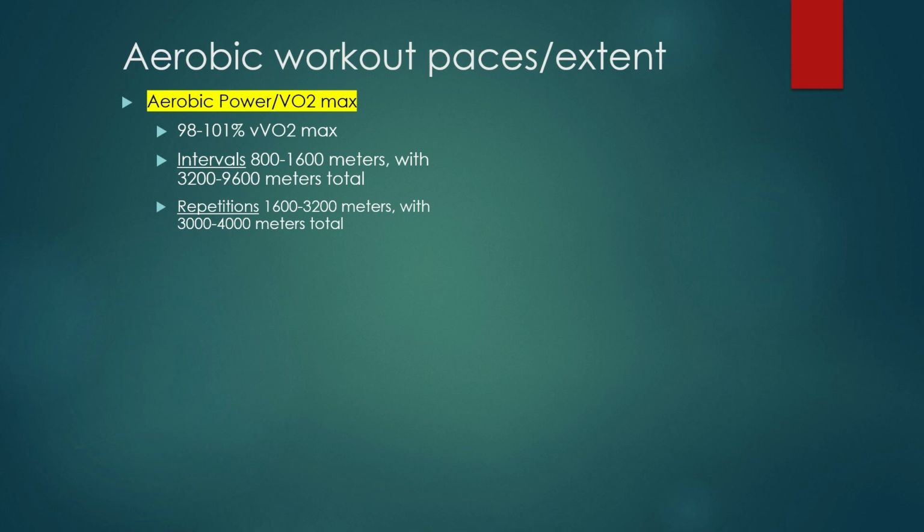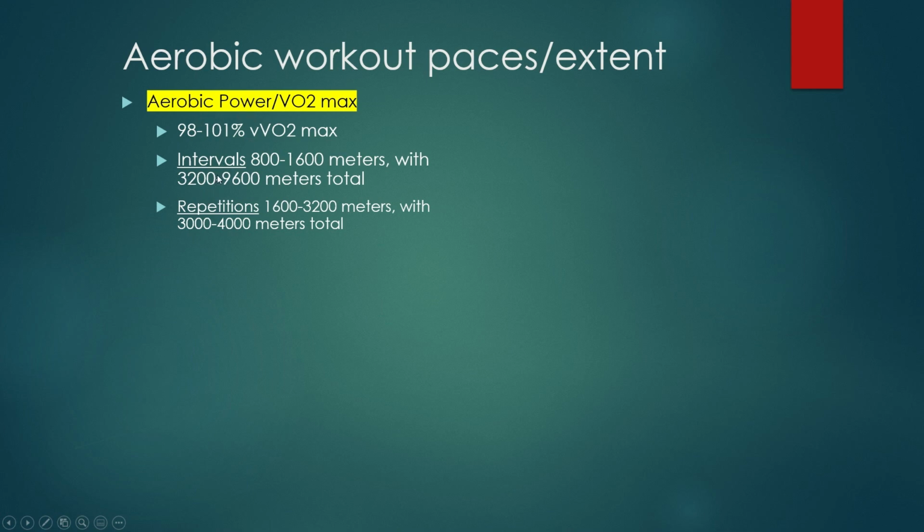It's 98 to 101%, and you're basically training that faster pace at the fastest end of your aerobic energy production. Typically the extent is done as intervals. Okay, 800 to 1600 meters of intervals, and you do them multiple times. That's what an interval is. And you're basically going to do 3200 to 9600 meters total. 3200 meters would definitely be for people just starting out. If you have maybe an older middle school kid who's been doing it for a while, these are very hard for middle school type kids to do.